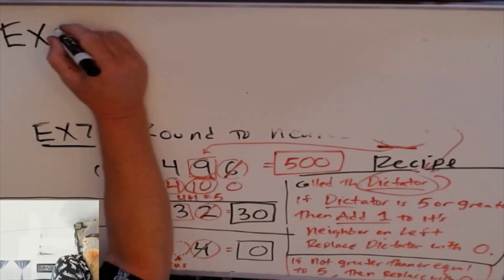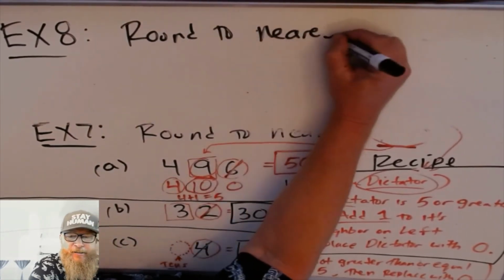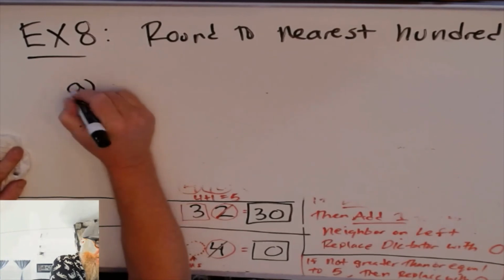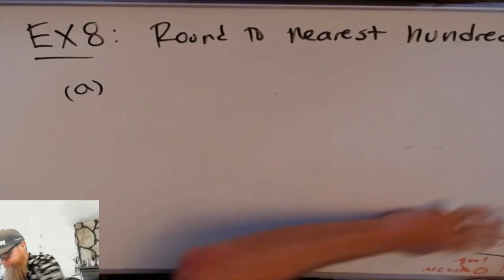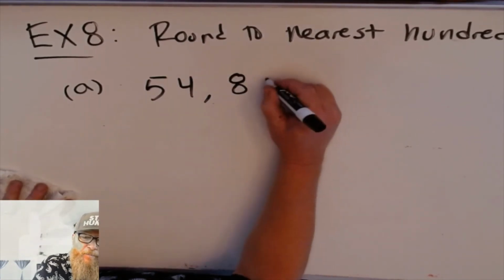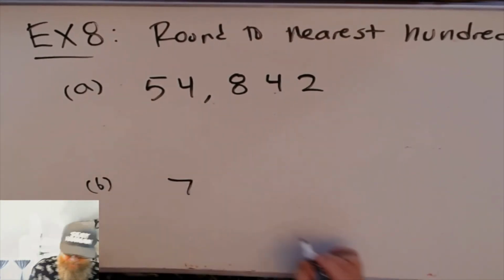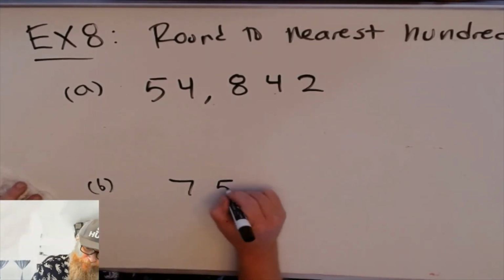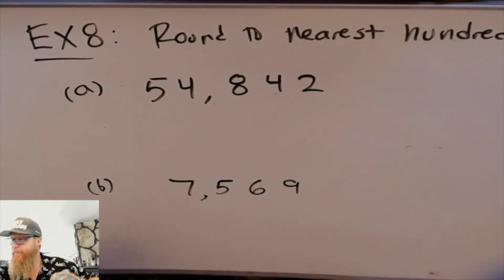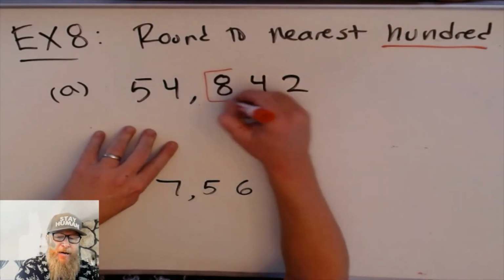All right, so now that you have the recipe, let's try some more. Round to the nearest 100. We'll just do 2 parts for this one. So round to the nearest 100. So we look at the 100 spot.